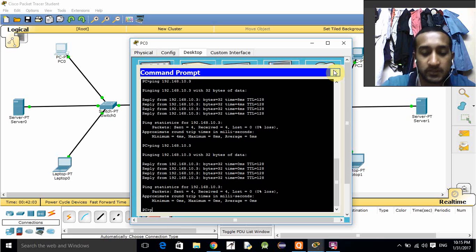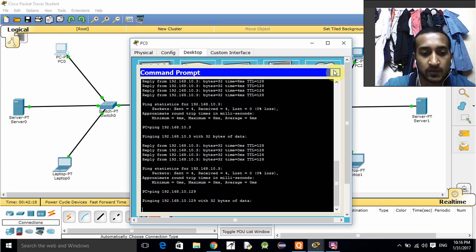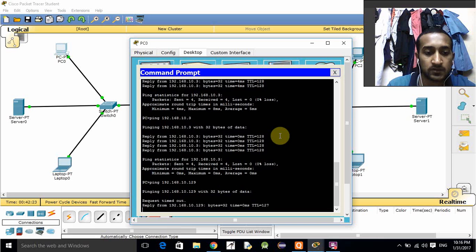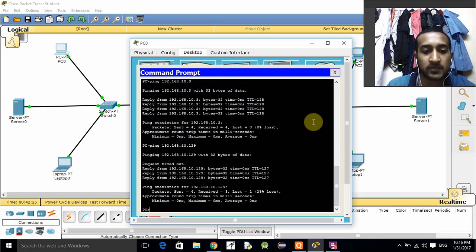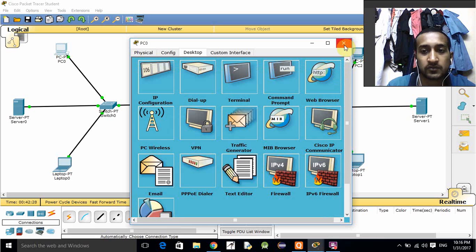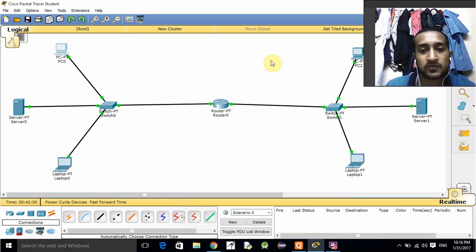Now we'll try to ping a system of a different network, that is 192.168.10.129, and we are getting a reply. So we can conclude that from one IP we can create many IPs, and we can divide it into several networks also. This is known as subnetting.